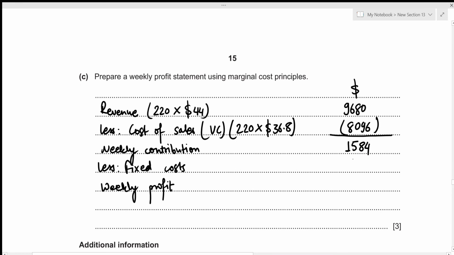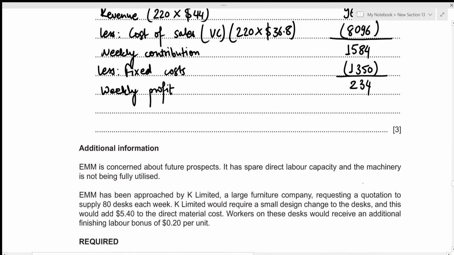So that's 1,350, and we need to deduct this amount from our weekly contribution in order to figure out the weekly profit. So that's just going to be 1,584 minus 1,350, which gives the weekly profit to be 234. So this concludes the third part. Now we can move to the fourth one.